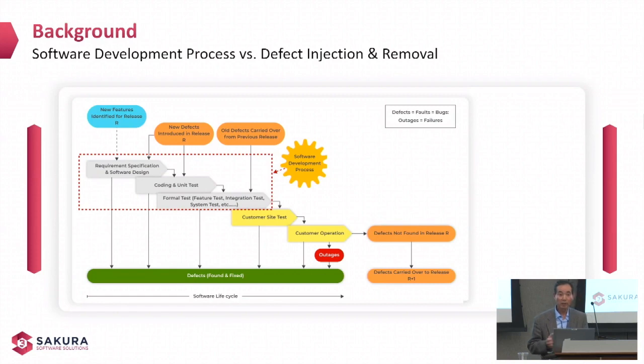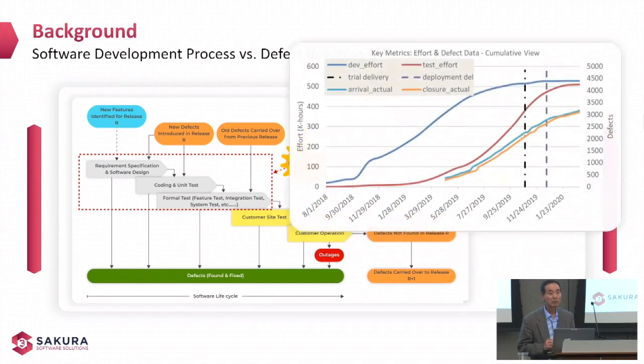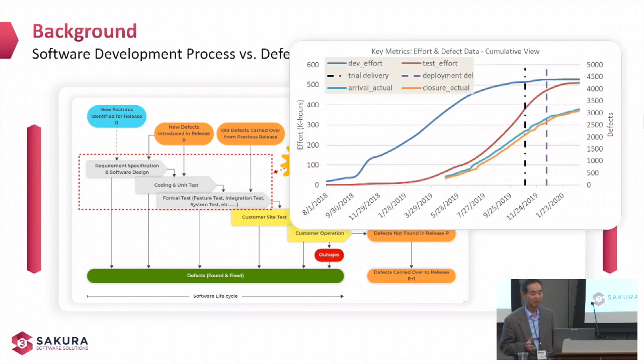And during the operation, certain defects are going to create system outages, unfortunately. That's what we call outages or failures. In terms of terminology, in this talk, defects, faults, and bugs are used interchangeably, just to clarify. So this is the software life cycle, and what metrics do we look at?